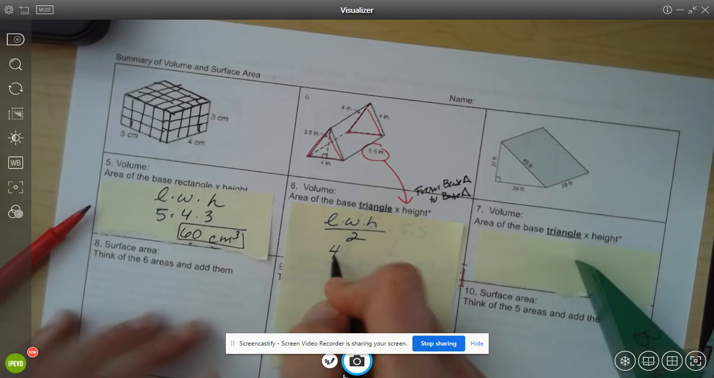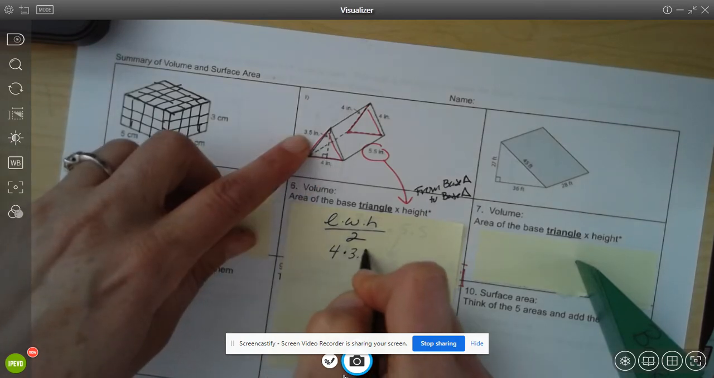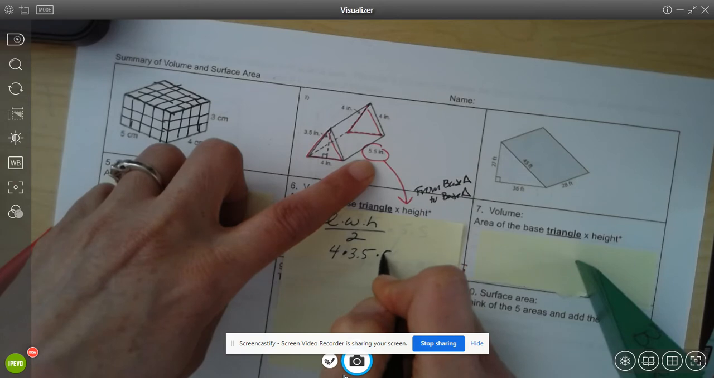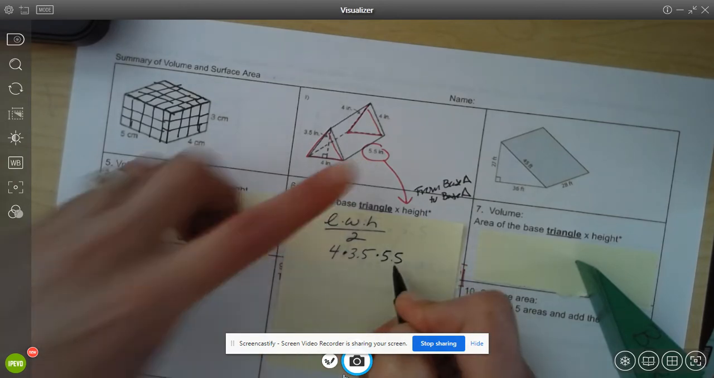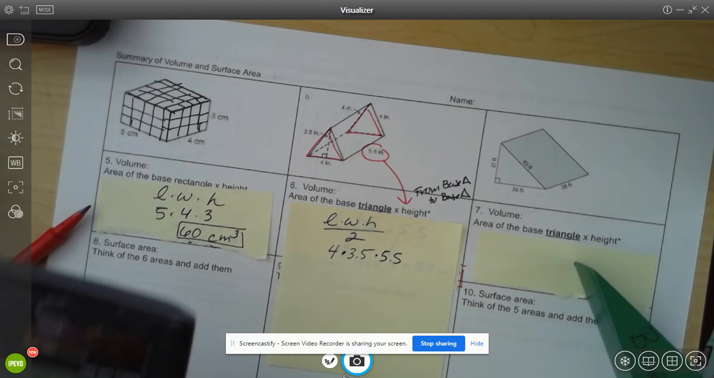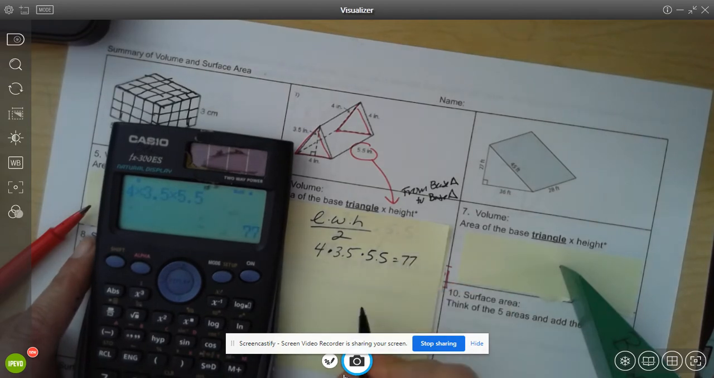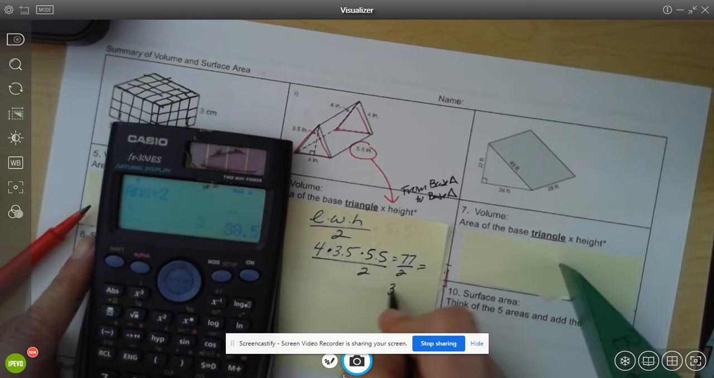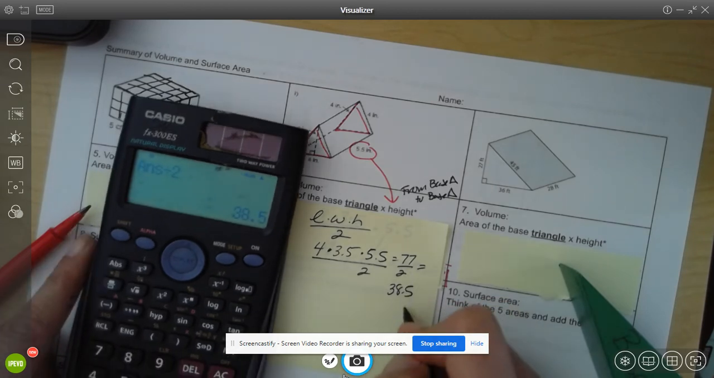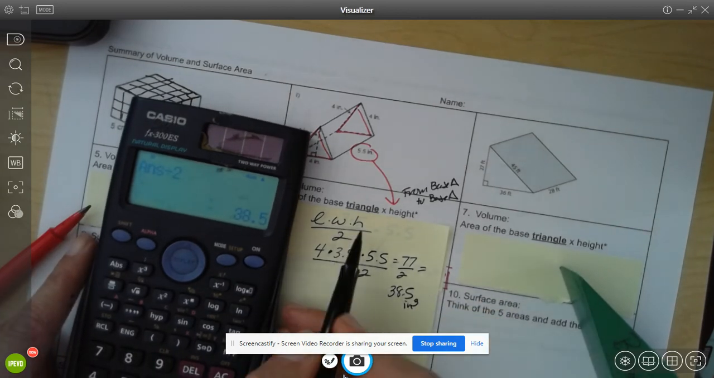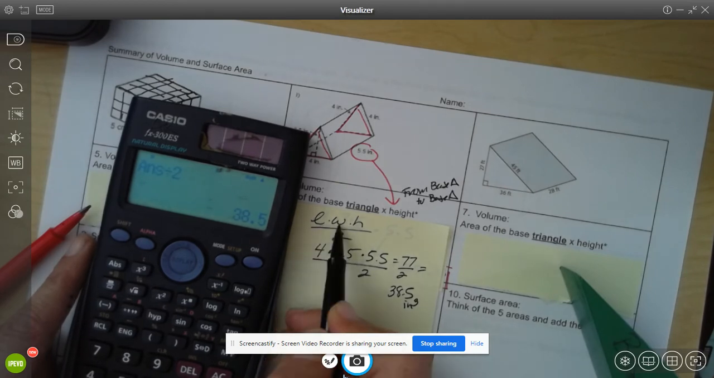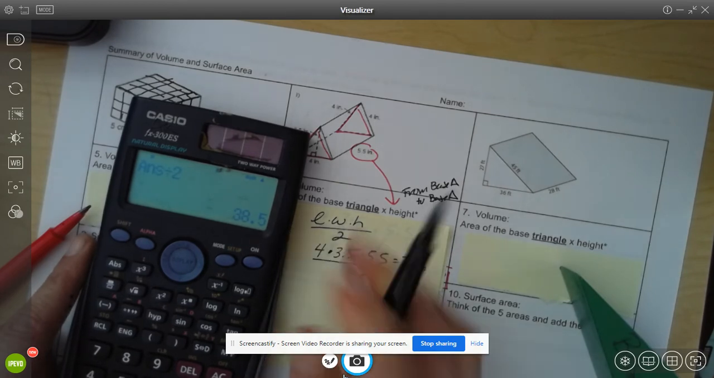So I still use the 4 and the 3.5 because they're perpendicular. I still use the 5.5, but I do all of those on a calculator, and then I typically divide by 2 after. For some reason, it seems easier to me. So when I multiply all of those, I get 77, and then I take that number and I cut it in half. And I get 38.5, just like I did before. So this is typically the rule I use. Length times width times height, cut it all in half.